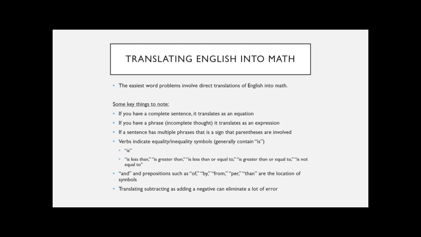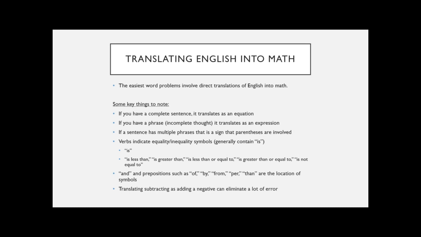If you have multiple phrases, like there may be commas involved, or it's pretty long and there's maybe even some parentheticals, that is usually telling you that when you translate there are going to be parentheses involved. So there are key indicators about English that you can look for that help you translate it into the math.